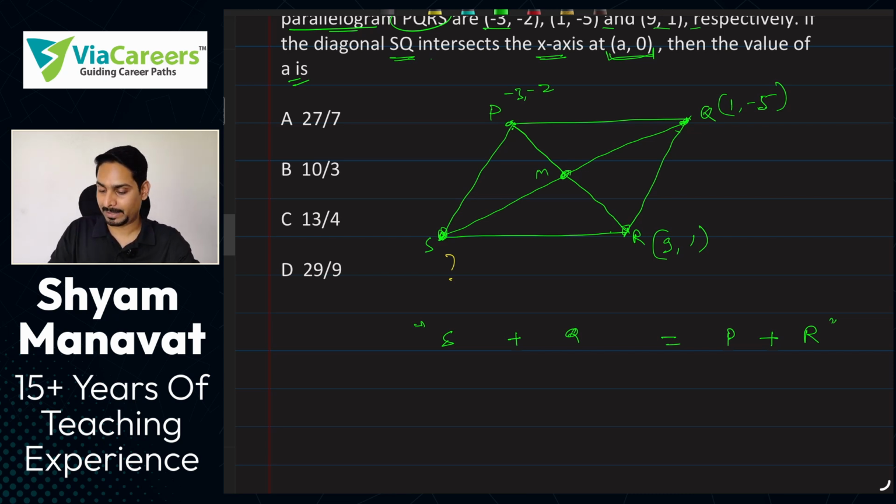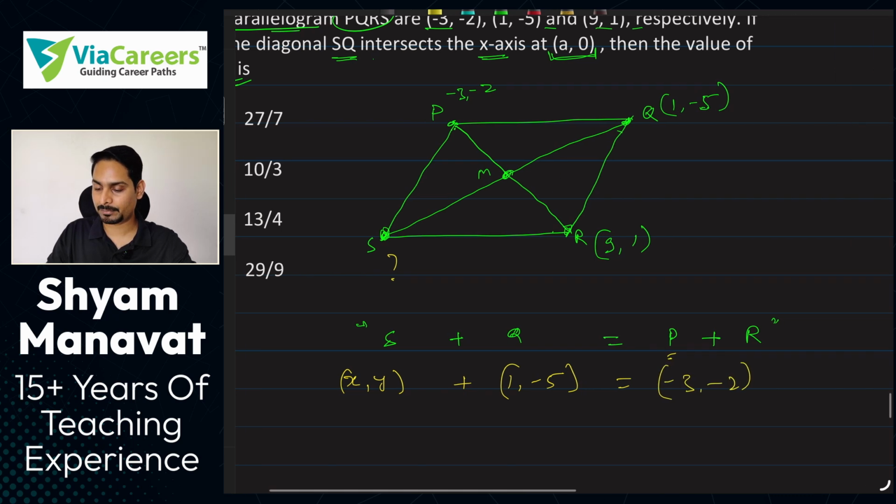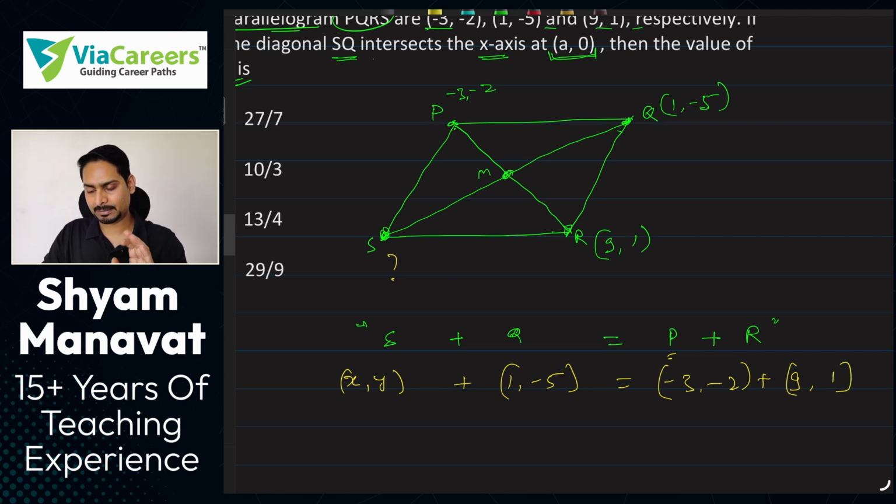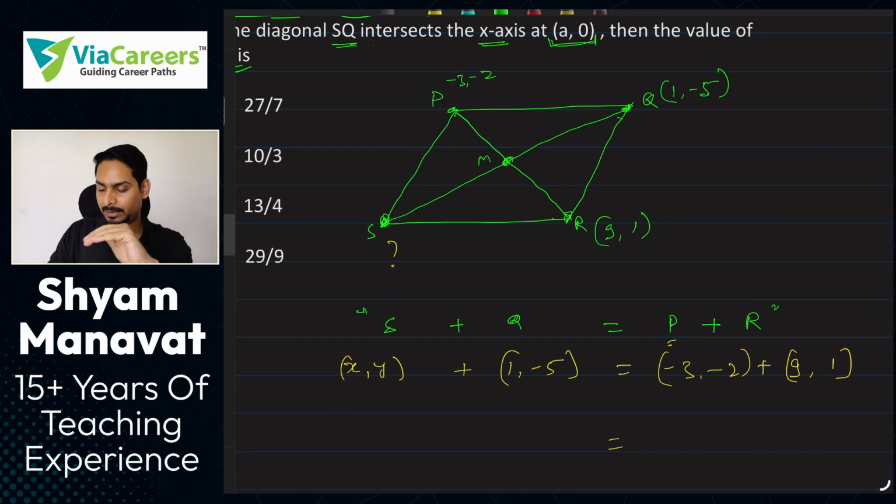Okay, fine. So using this, I can find the coordinate of S. How will we find it? Let's say the coordinate of S is x comma y, which we need to find out, where the coordinate of Q we know is 1, -5, the coordinate of P is -3, -2, and the coordinate of R is 9, 1. Now do this carefully, it is easy. Before questions arise on such problems, first look at the solution.